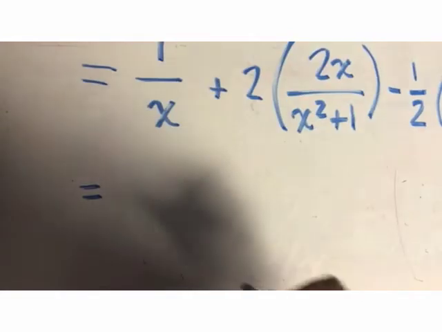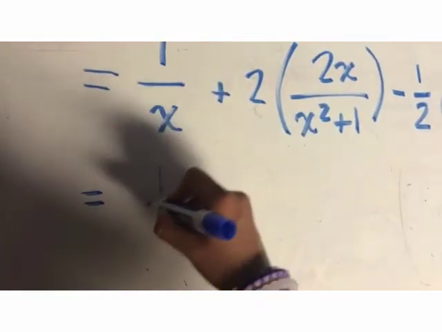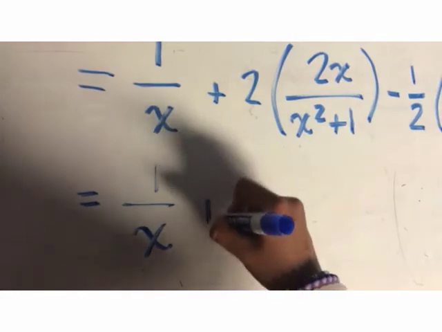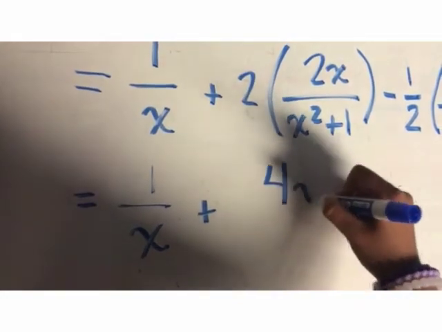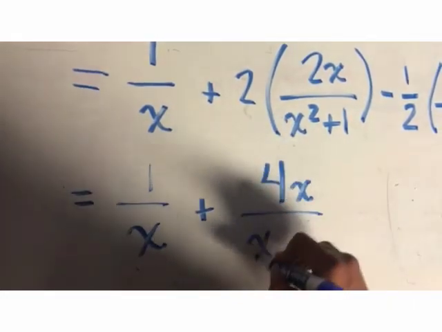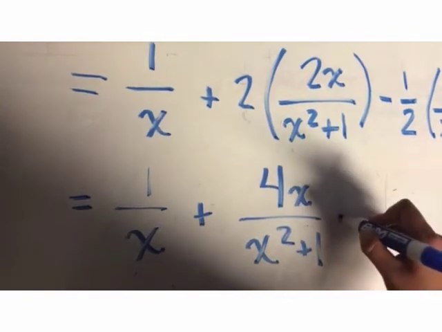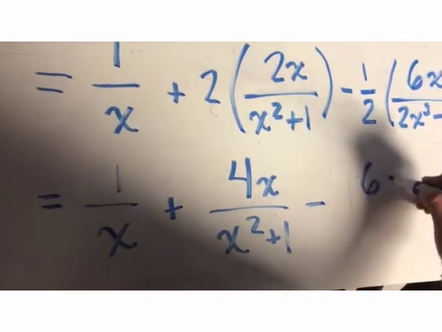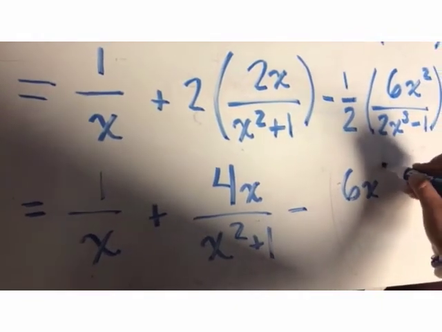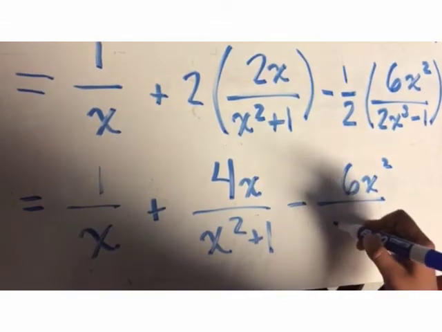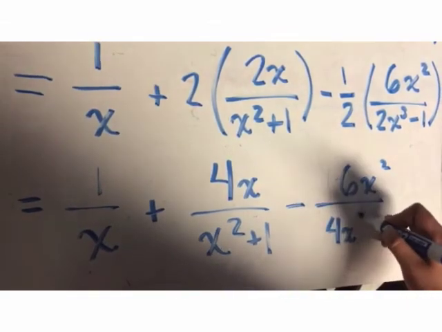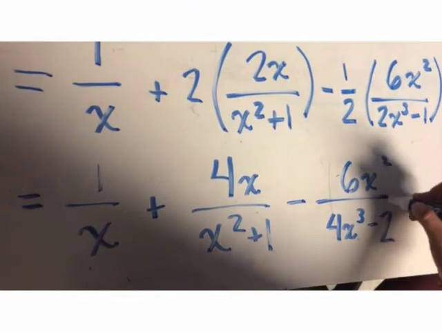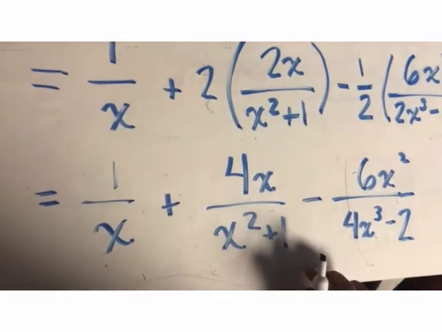Now we just have to simplify all this. So you have 1 over x plus 4x over x squared plus 1 minus 6x squared over 4x cubed minus 2. And this is our final answer.